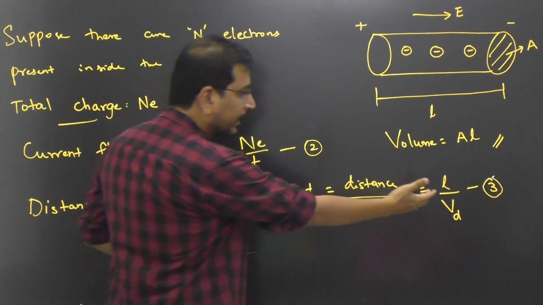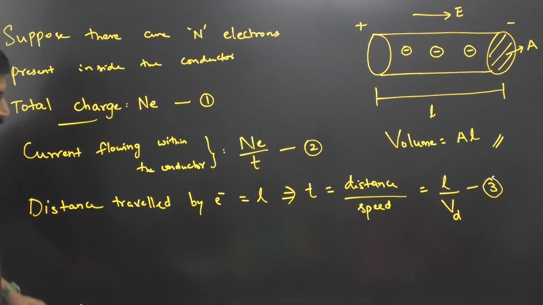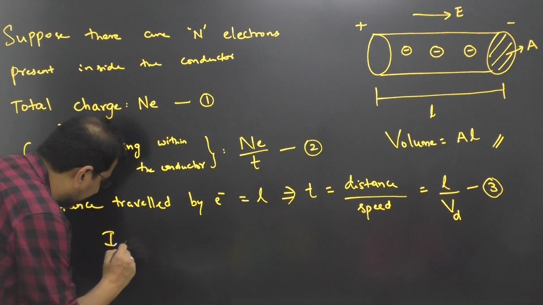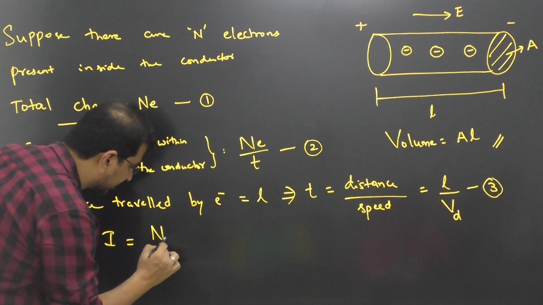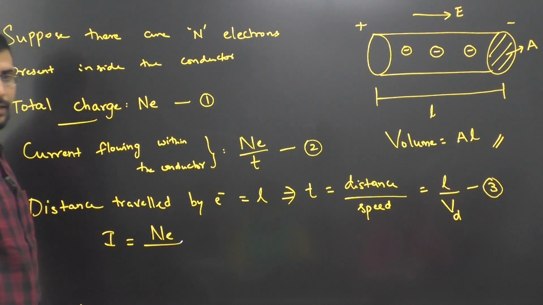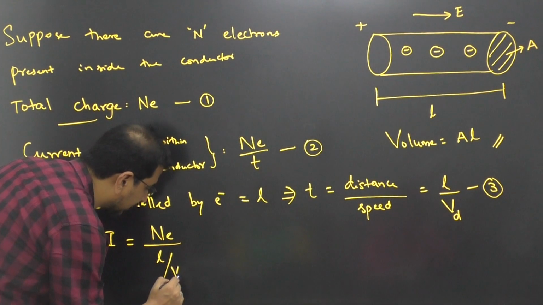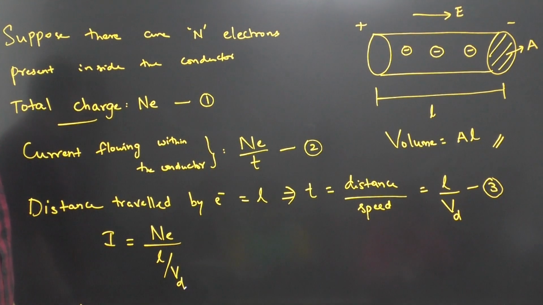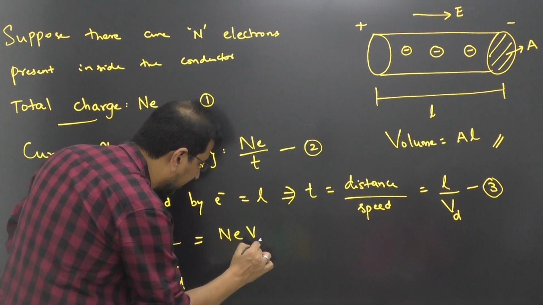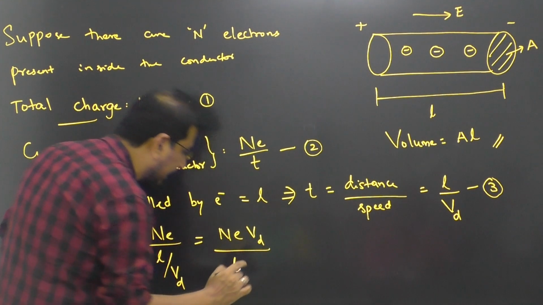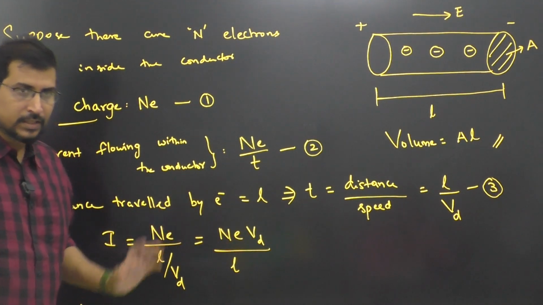So what I'm going to do is take the third equation and plug it into the second one. If I do that, I'll be able to say that the current is equal to N into E, the whole divided by the time, L divided by Vd. So this N into E into Vd, the whole divided by L, makes sense.